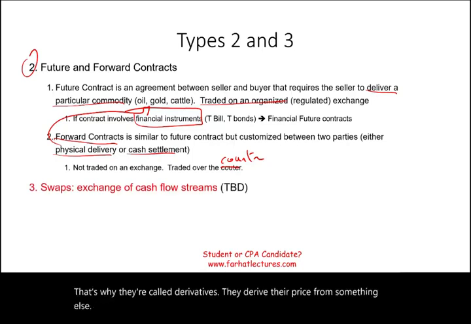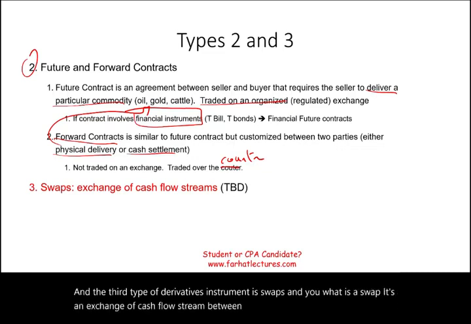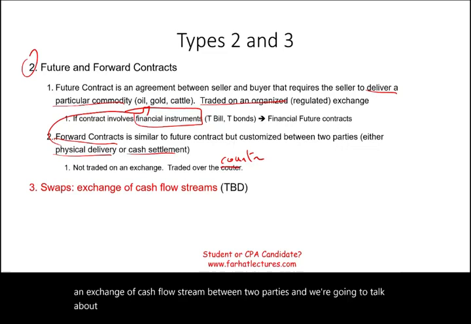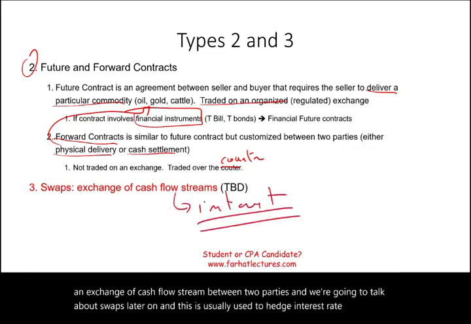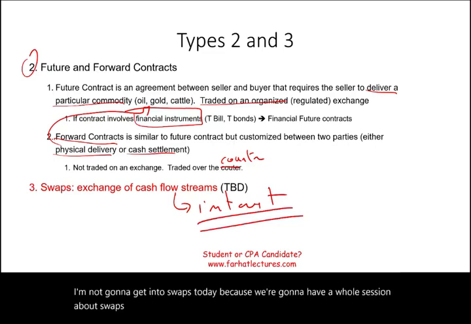And the third type of derivatives instrument is swaps. And what is a swap? It's an exchange of cash flow streams between two parties. And we're going to talk about swaps later on. This is usually used to hedge interest rate risk. Again, I'm not going to get into swaps today because we're going to have a whole session about swaps and how they work. Actually, I already have the session. You can view it on my channel. But this is the third type of derivatives.